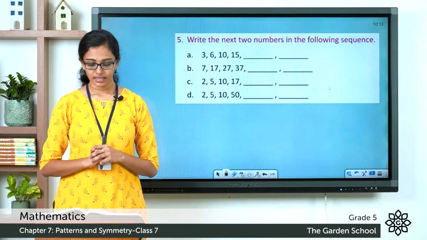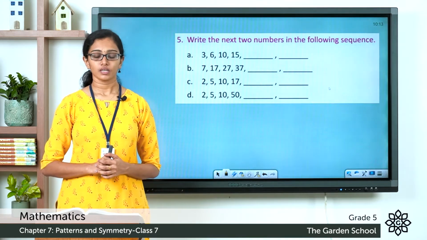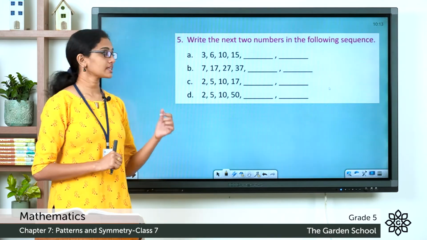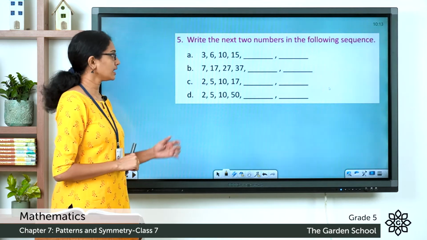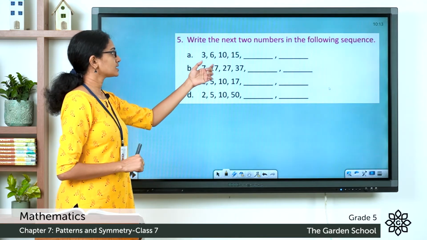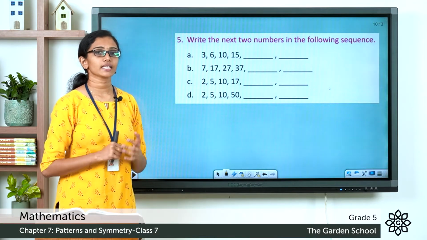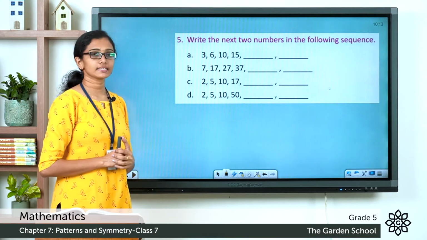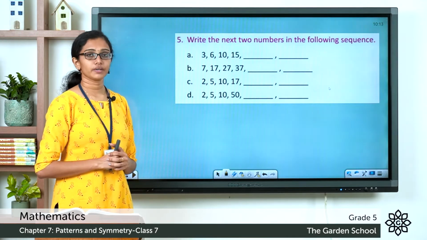Let's see the next question. Question number 5. Write the next 2 numbers in the following sequence. Question A. You can see a number pattern there. Let's observe the pattern. The numbers are 3, 6, 10, 15 and it goes on like that. Can you identify the pattern rule for this number pattern? Let's take the difference of consecutive numbers.